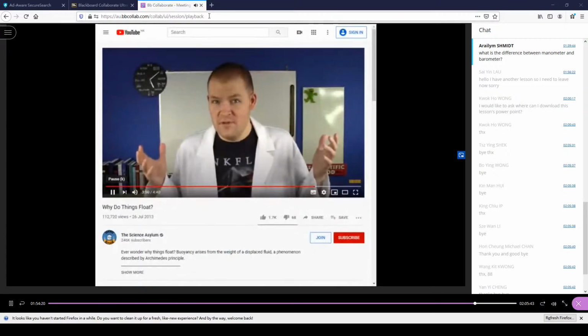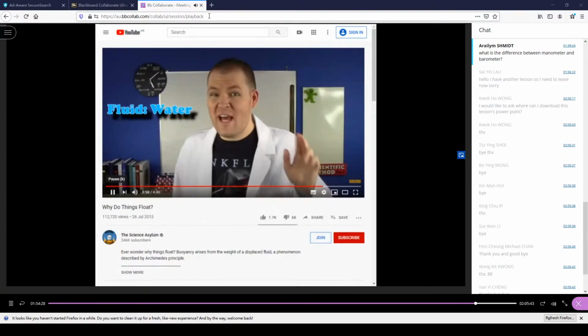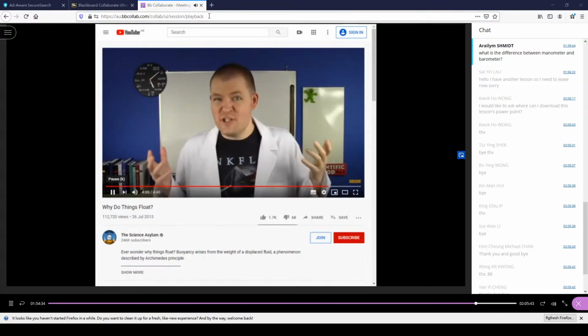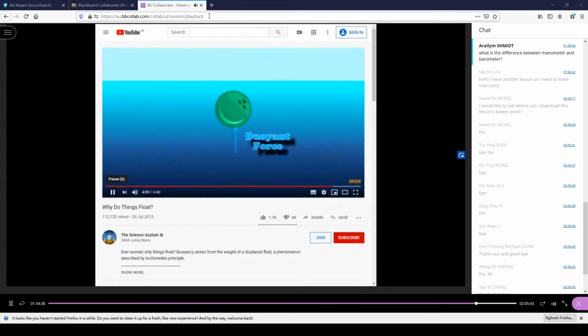According to Archimedes' principle, the buoyant force on an object is always equal in strength to the weight of the fluid being displaced by that object. In this case, the fluid is the water and the object is Ninja Ducky. Remember, we said they were in a battle for supremacy. However, in Archimedes' principle, the fluid and object could really be anything. It doesn't even have to be an object that floats. This bowling ball has a buoyant force on it too. The ball just happens to be heavier than the water, so it sinks.